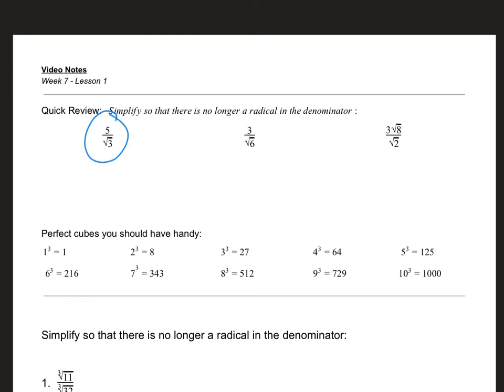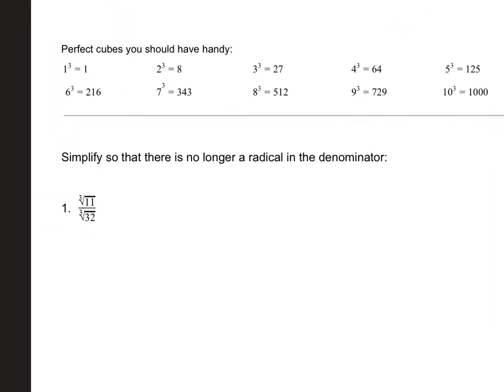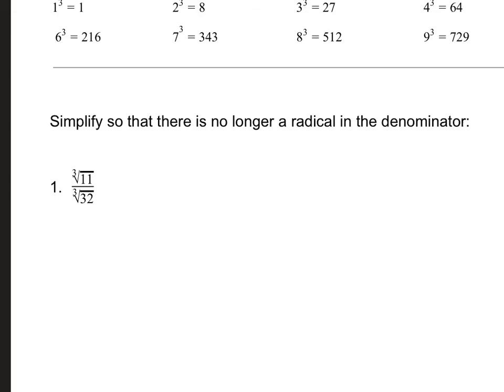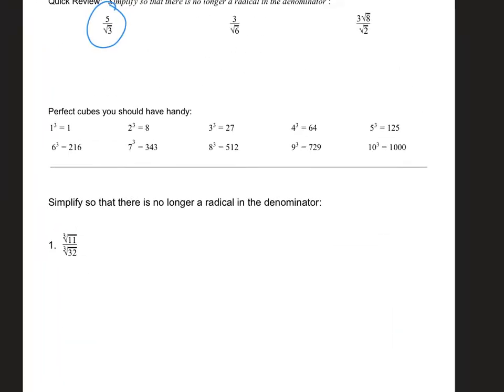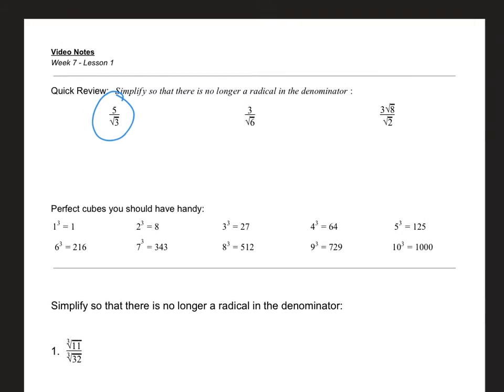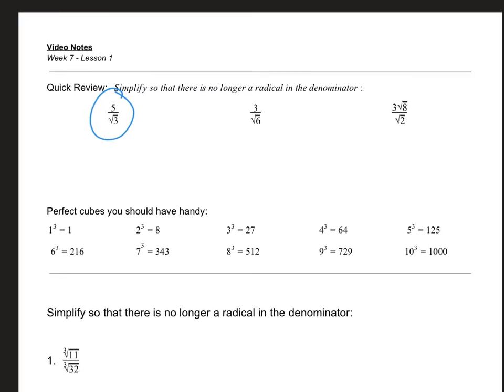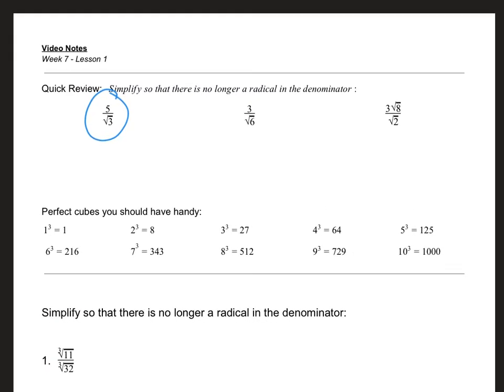But so we're going to review that a little bit, and then we're going to talk about how to get rid of a cube root in the denominator, and then how to get rid of a binomial with the square root in it down here, right? So that's going to be a little bit different. It's kind of the same basic concept. You're still going to have to multiply by a form of 1 like we do up here, but it is going to change just a little bit.